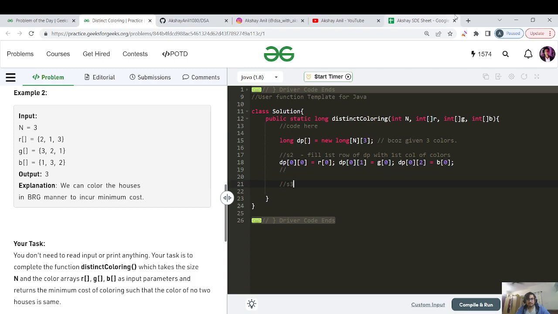Right. So step 3, I need to compare for the rest of the things. So what can I say? That I need to run the for loop for I equals to 1. Let me write it correctly. For I equals to 1 to I less than n, I plus plus, right? And then what I need to do is to start comparing it.